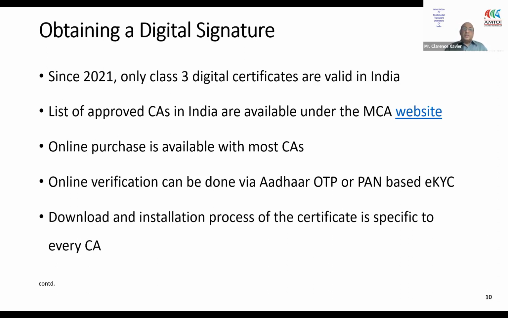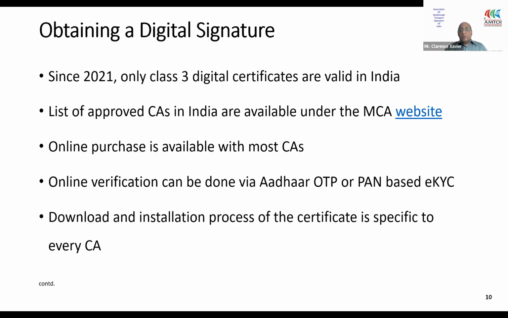An online purchase is now a given option with all CAs. So you could complete the entire process of procurement. You select whether you're buying the digital signature certificate for yourself as an individual or for your organization. Now you have the option of only 1 or 2 years of validity. I understood that some time back you could even buy the certificate for up to 3 years, but now it's limited to 2 years.